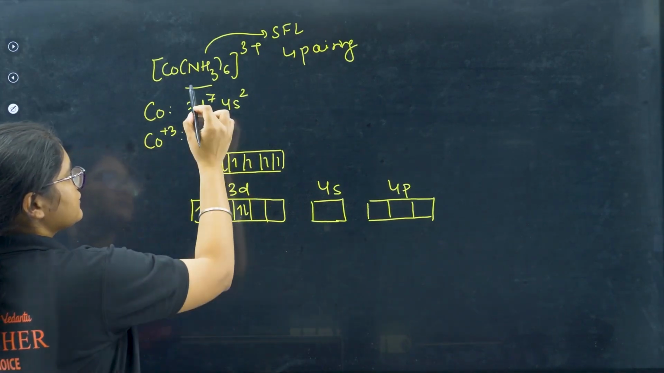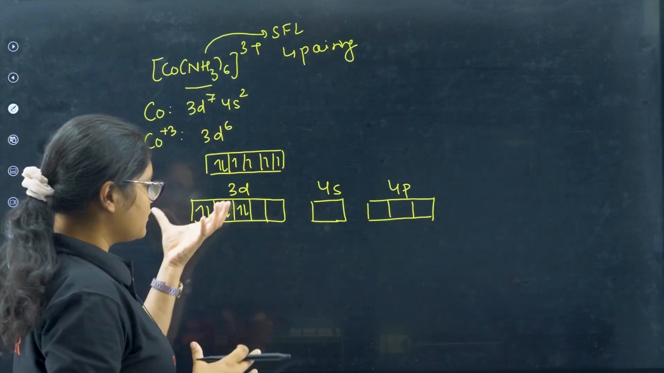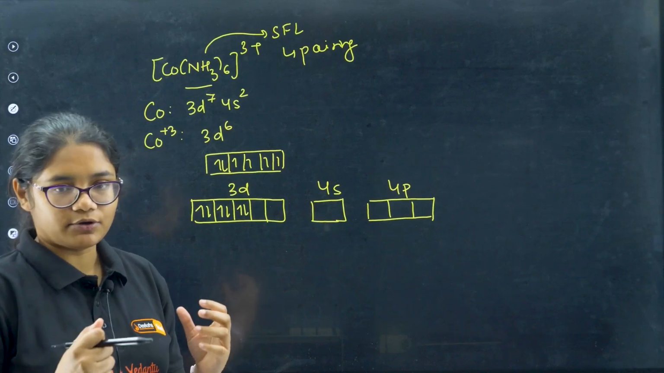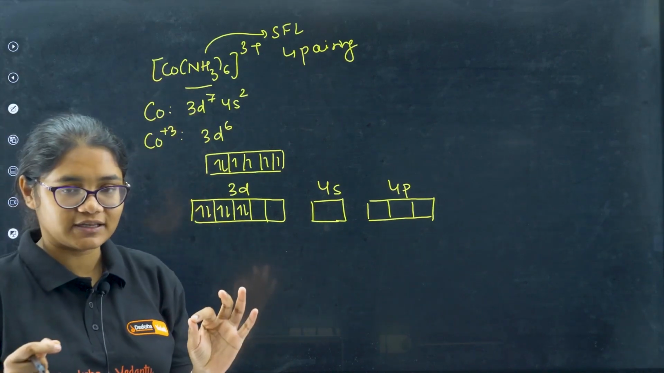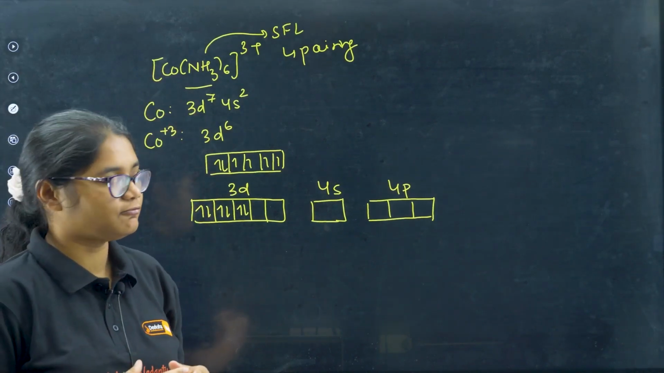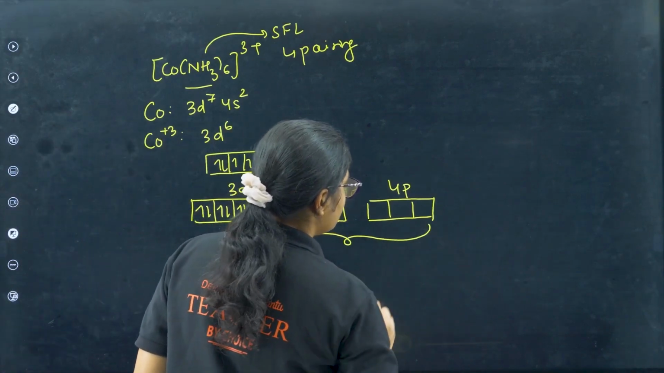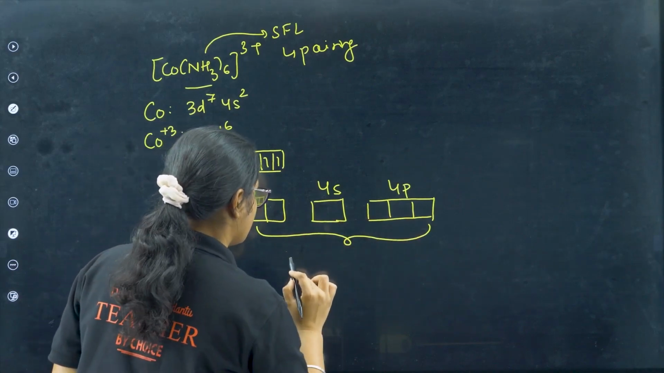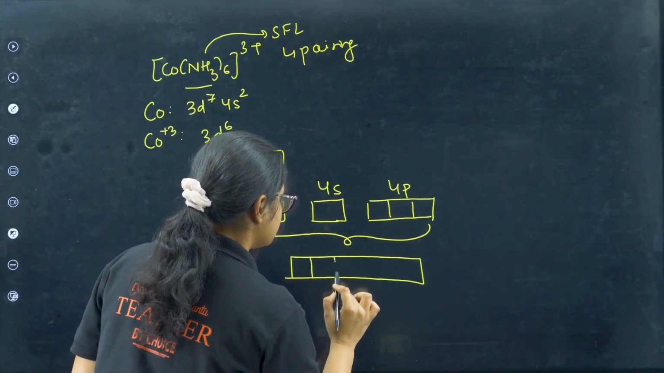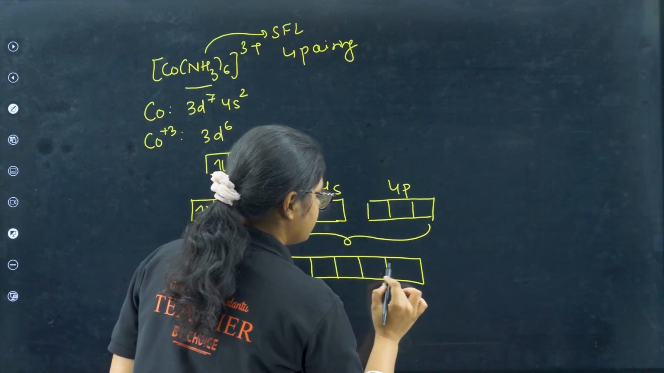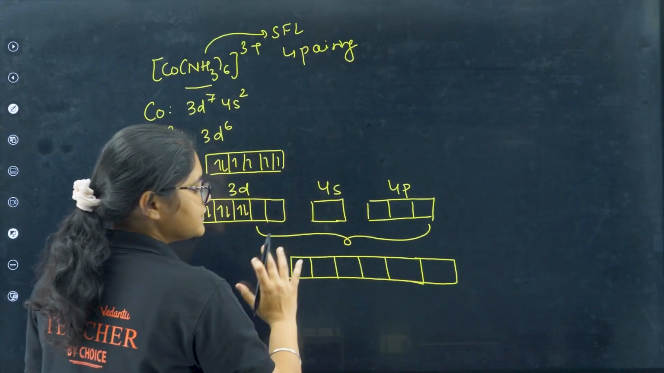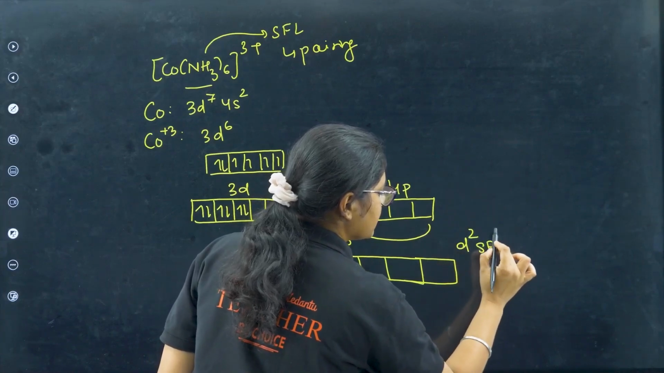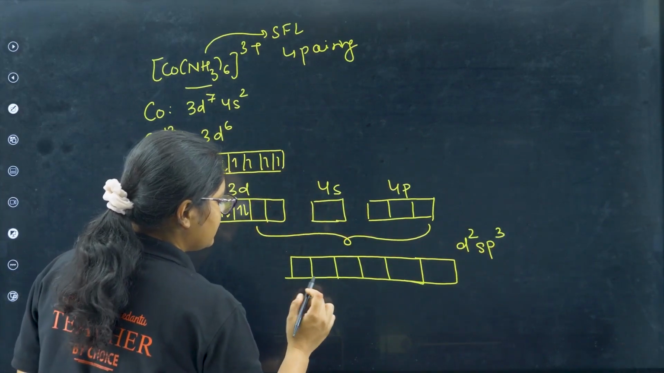These are the orbitals of the metal, cobalt orbitals. They will undergo mixing and form new hybrid orbitals. There are 6 NH3 groups, so 6 hybrid orbitals will form. So d2sp3 will undergo hybridization. 6 orbitals will undergo hybridization and form 6 new orbitals, 1 2 3 4 5 and 6. Which type of orbitals? d2sp3. Now the NH3 ligand will donate the electrons here.